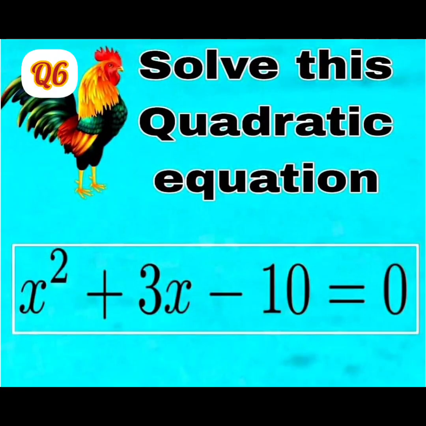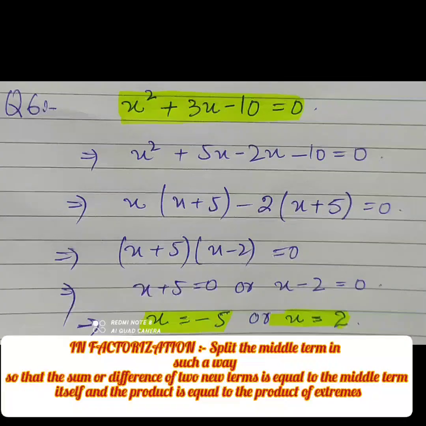Question number 6 is, solve this quadratic equation. X square plus 3x minus 10 equals 0. We have to find the value of the variable x. So we have written the given quadratic equation x square plus 3x minus 10 equals 0 as x square plus 5x minus 2x minus 10 equals 0. We have split the middle term 3x as 5x minus 2x, because 5x minus 2x equals 3x, and 5x multiplied by minus 2x equals minus 10x square.